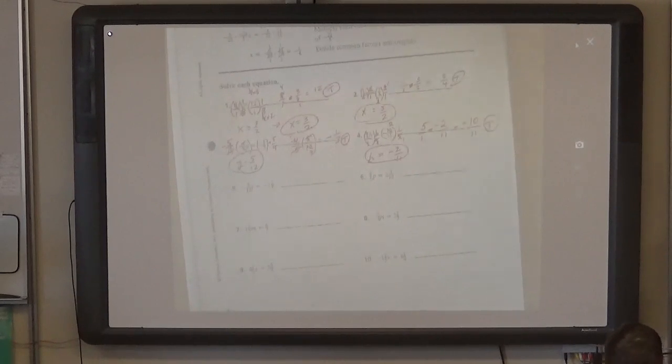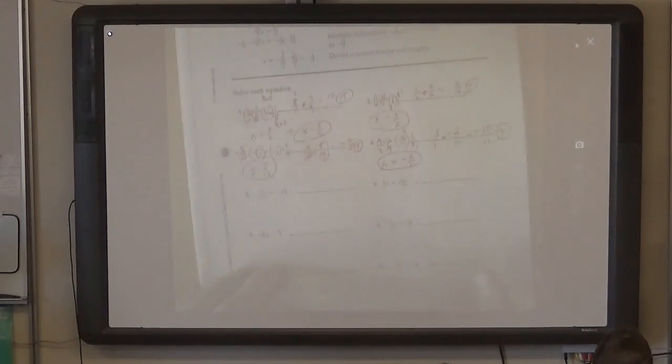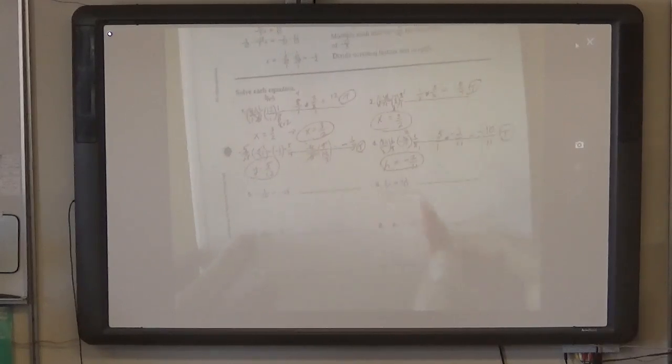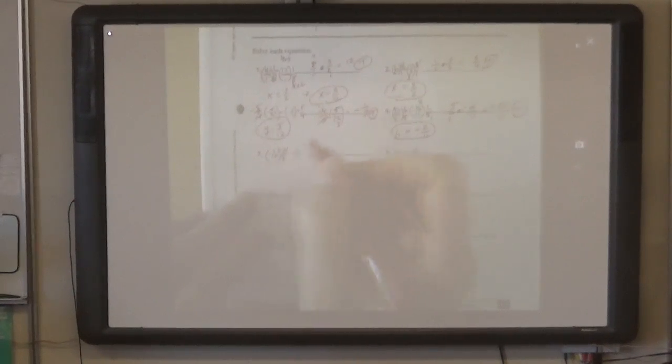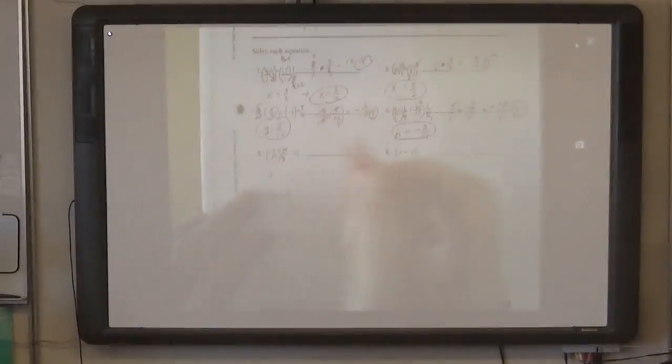Yep. Number 5. So, negative 3 over 14. We have to multiply by negative 14 over 3. Cross off the numbers, and we're left with J.